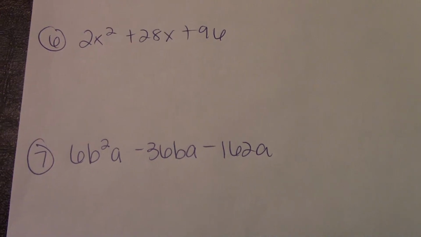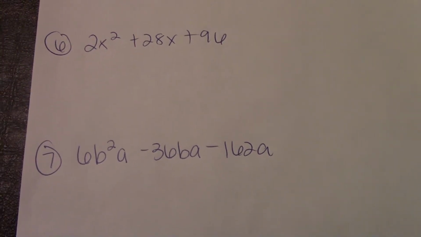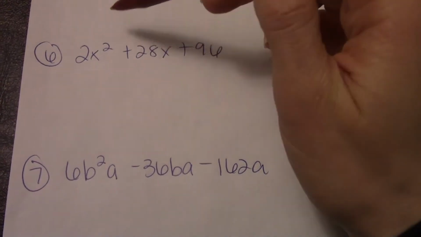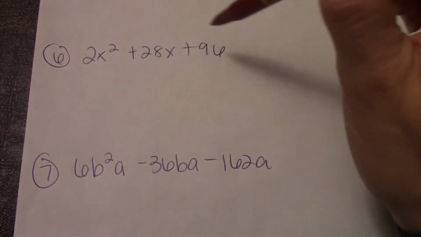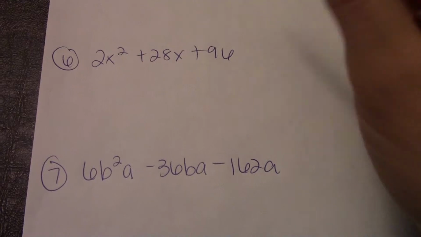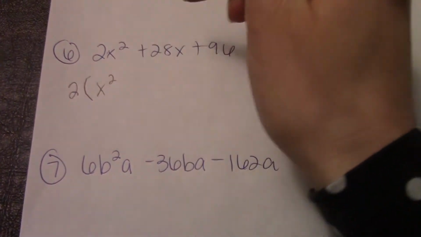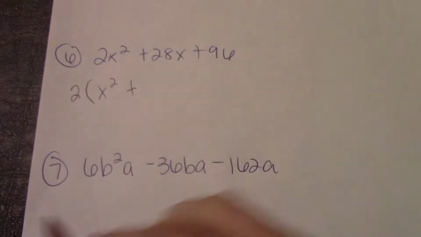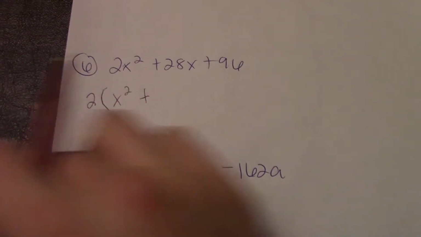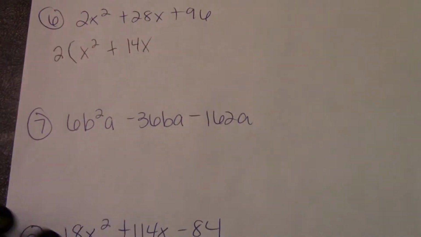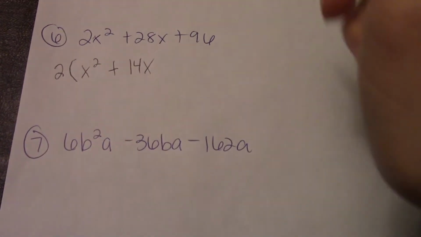Okay, so we have 2x squared plus 28x plus 96. So we have 2, 28, and 96. So 2 goes into each one of those. 2 divided by 2, x squared. 28 divided by 2, I believe was 14. Yep, 14. So 14x. 96 divided by 2 is 48.